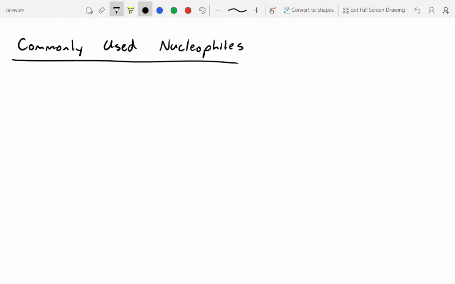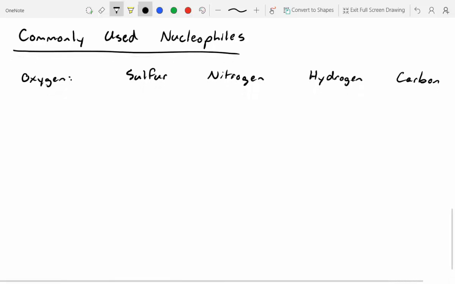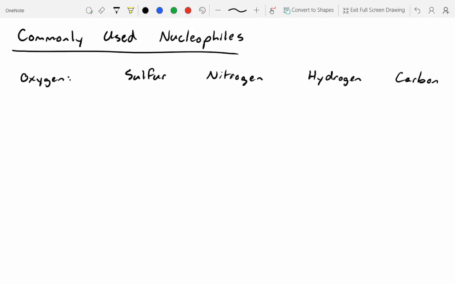And I'm going to break them apart by atom type. So I'll do oxygen, I'll do sulfur, I'll do nitrogen, I'll do hydrogen, and last but not least, I'll do carbon. Let's try to make a fairly exhaustive list here.